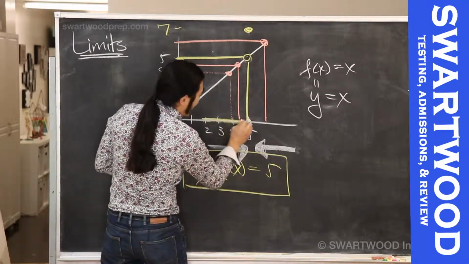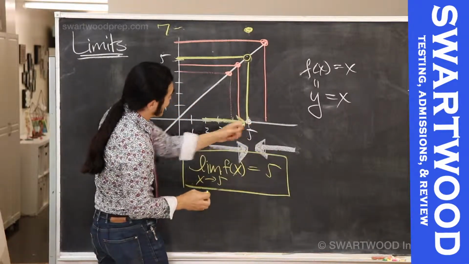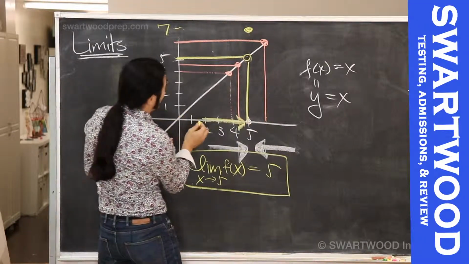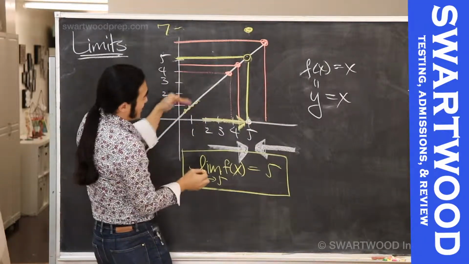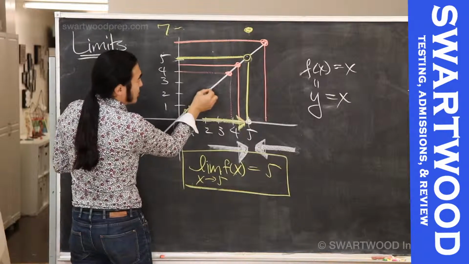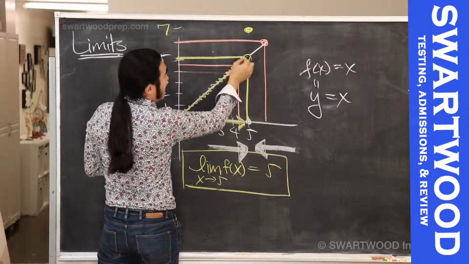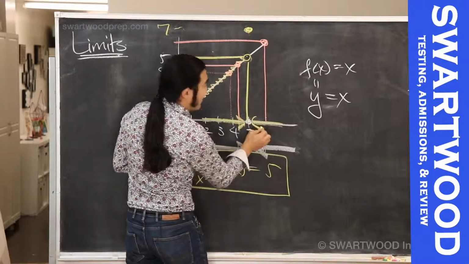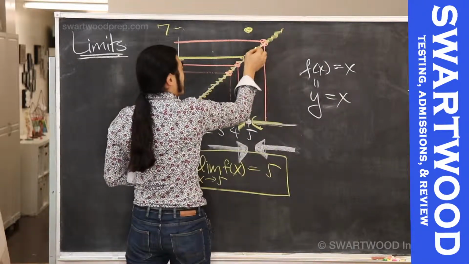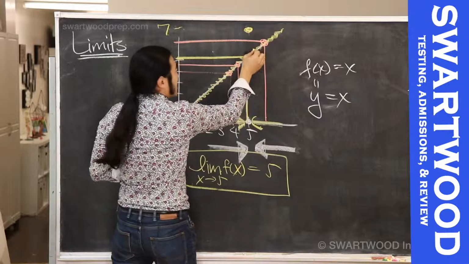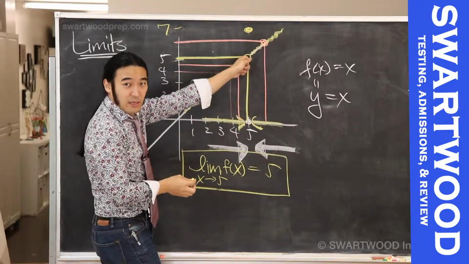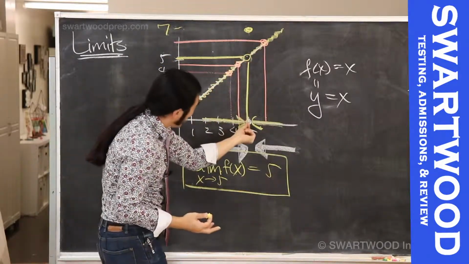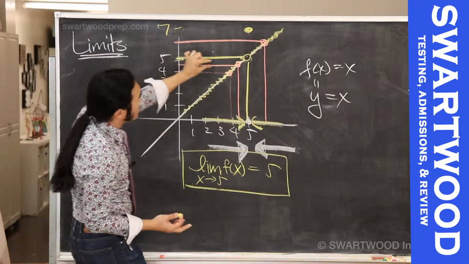So do you agree, though, that as we get closer and closer to 5, these height values, I'm just going to try to draw it like this, but really I'm just worried about the height, are getting closer and closer to 5? Does everybody agree? And from the right-hand side, the same thing. As you get closer and closer to 5, these height values are coming down. Let's pretend this guy keeps going, my bad, to 5, right? So as you get very close to 5, the output values get very close to 5.